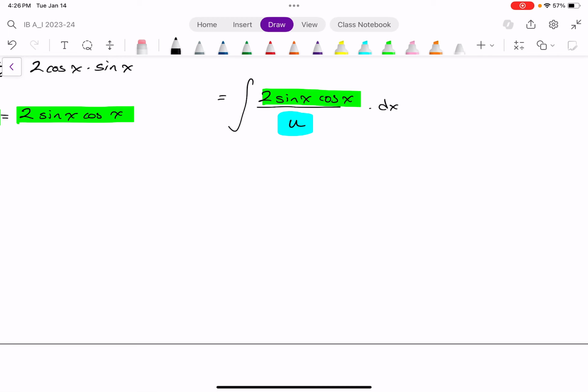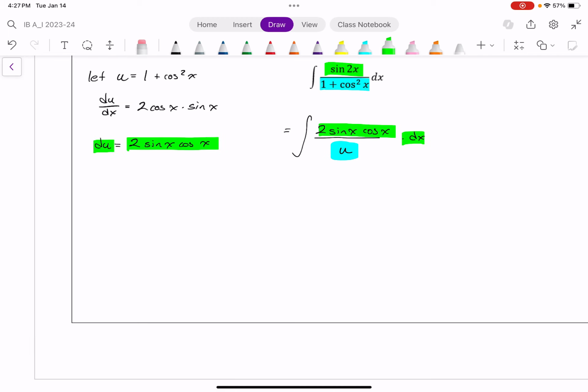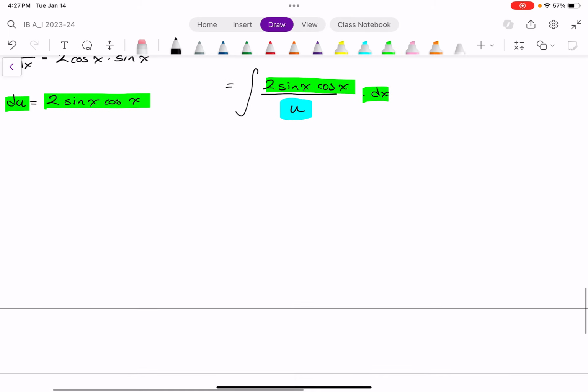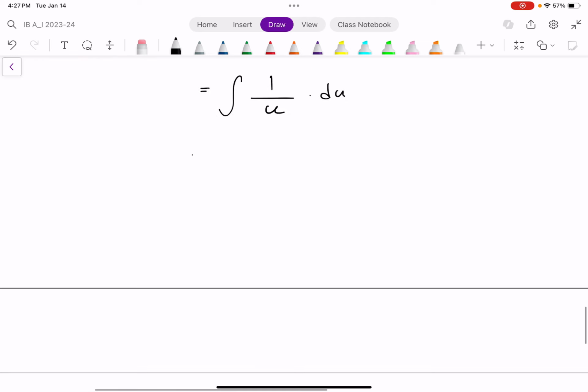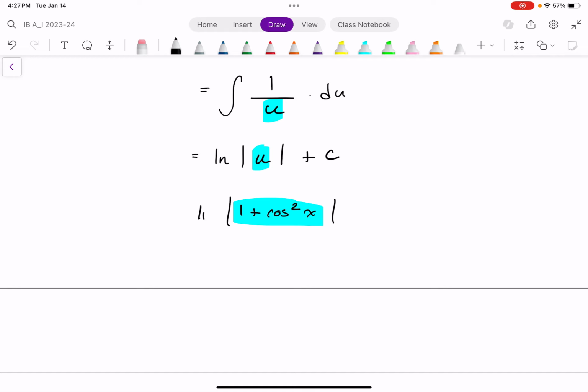times my dx. So notice now, everything I see in green on the one side relates to the other. So I can now rewrite this as the integral of 1 over u times du. Oh, that's so lovely. And so I can now integrate this, and this is the natural logarithm of the absolute value of u plus a constant, and that u, of course, is 1 plus cos squared x. So that is inside the absolute value, which is inside my natural logarithm and has a constant added to the end.